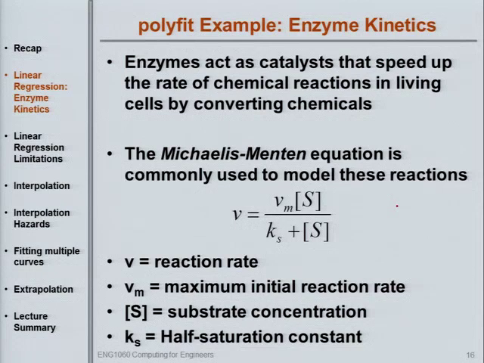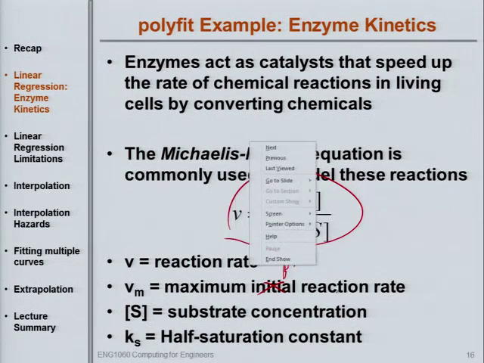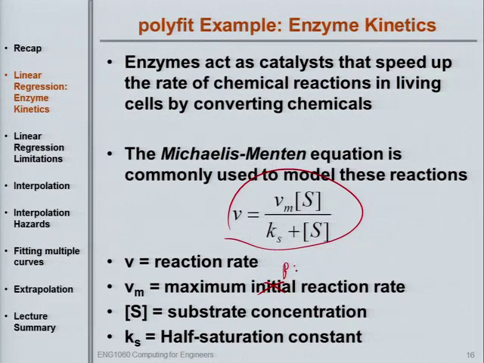One of the examples that we talked about was the Michaelis-Menten equation, which is commonly used to look at enzymatic reactions, and that's the equation written down there. V is the reaction rate. Vm, it says down here, there's actually an error here. That shouldn't be maximum initial reaction rate. That should be maximum possible reaction rate.